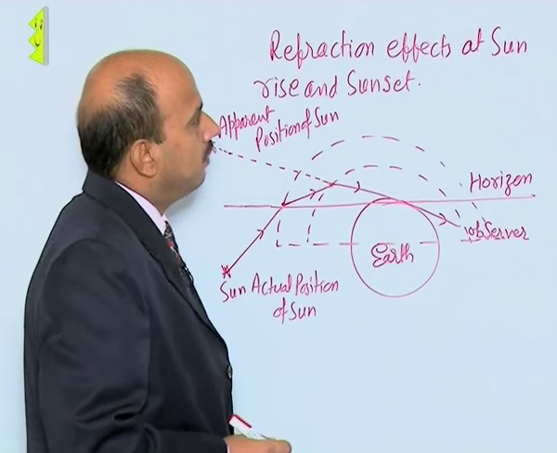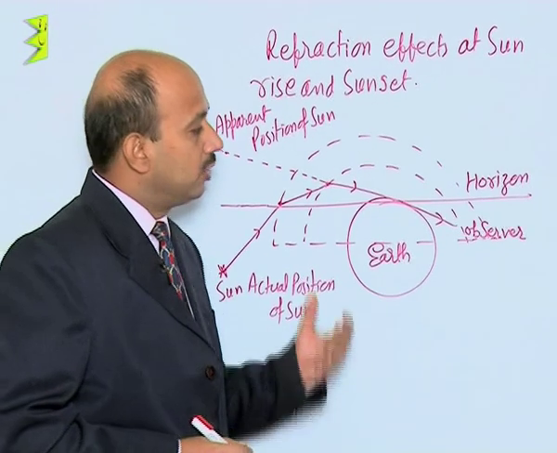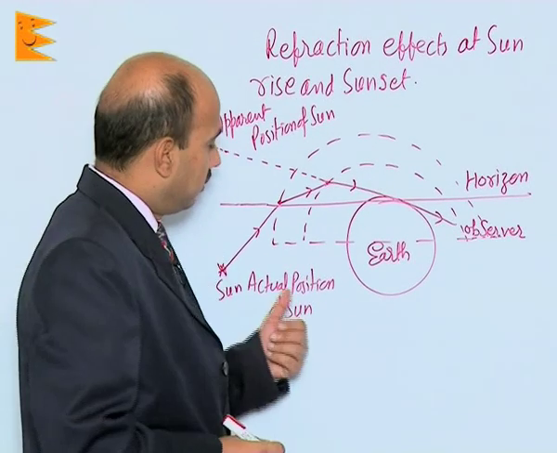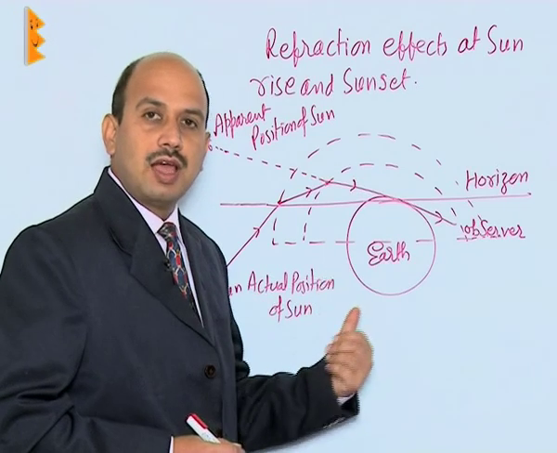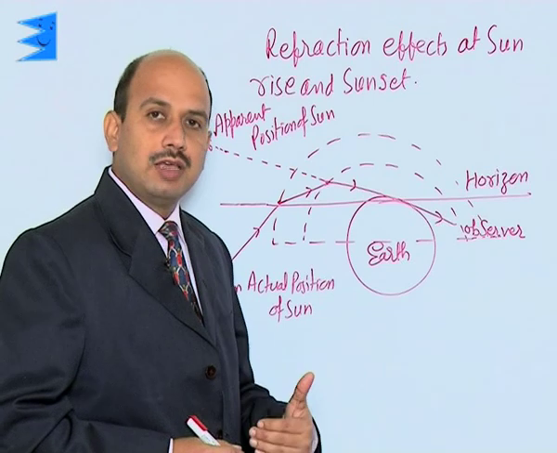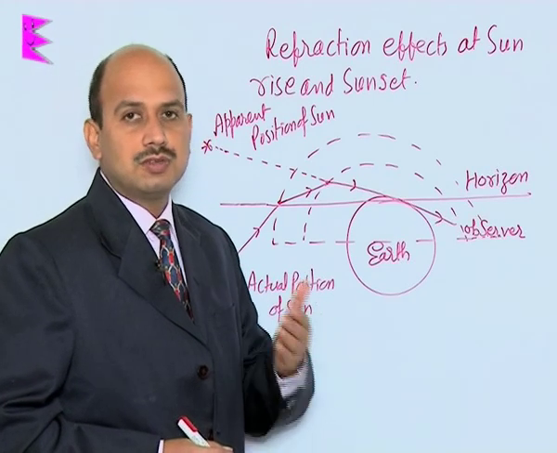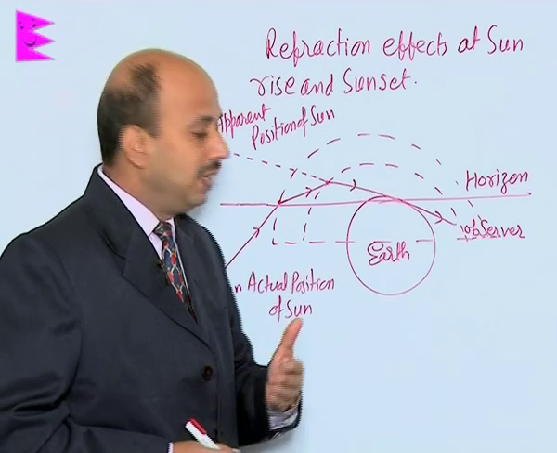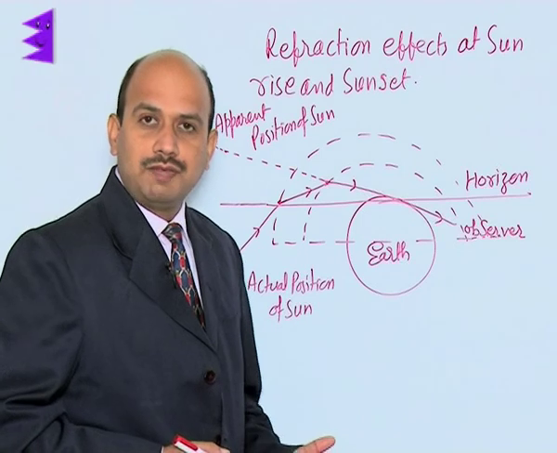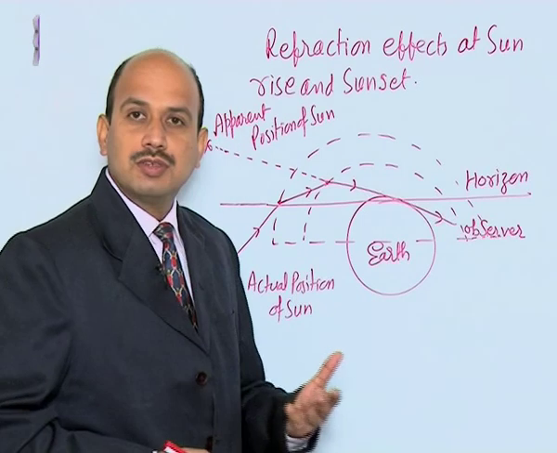Now, see here, refraction effects at sunrise and sunset. You must be knowing that the sun appears to be raised slightly due to atmospheric refraction. So, before actual sunrise we can see the sun, and also we can see the sun after actual sunset. So, this is happening only due to atmospheric refraction. Now let us understand how it happens.